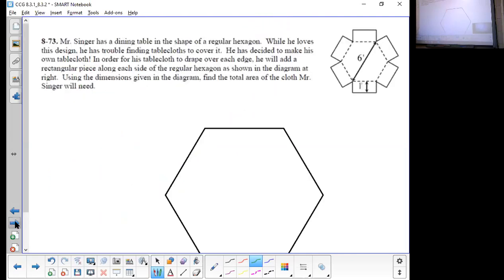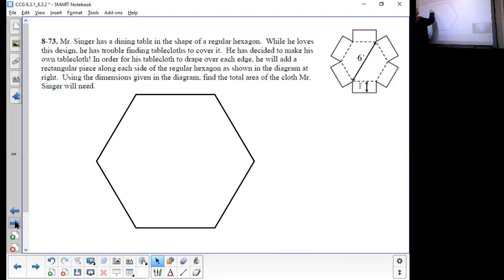Okay, how many of you want to go over this one, problem 873? This is a good idea to go over because you're going to be doing a lot of area of regular polygons today, so let's refresh our memory of how to do this. So we have Mr. Singer has a dining table in the shape of a regular hexagon. While he loves this design, he has trouble finding tablecloths to cover it. He's decided to make his own tablecloth. In order for it to drape over each edge, he'll add a rectangular piece along each side of the regular hexagon as shown in the diagram at right. So we need to find the area of cloth that he needs to use.